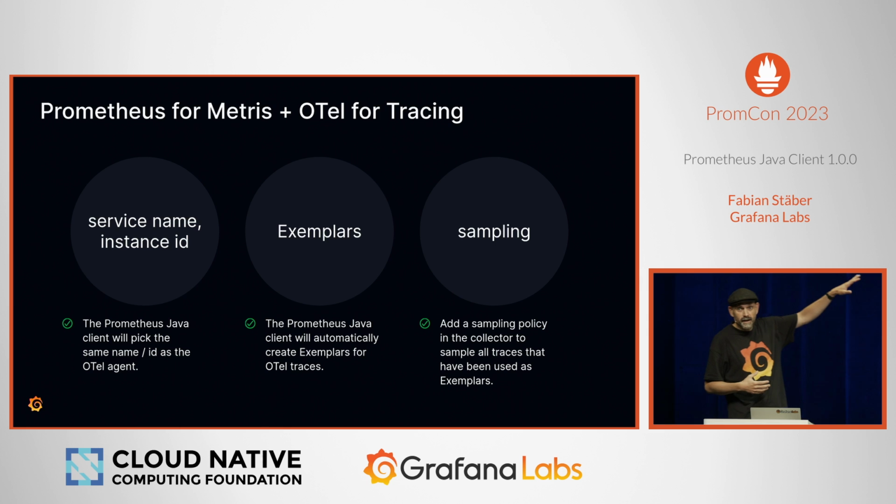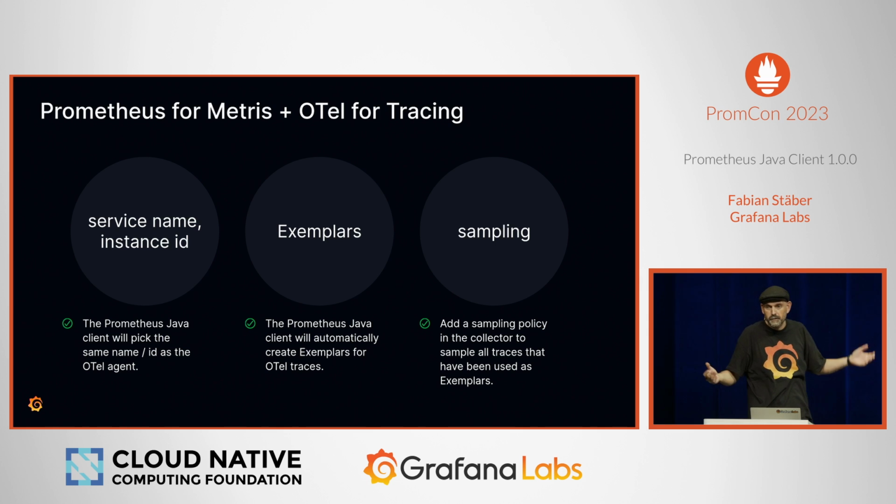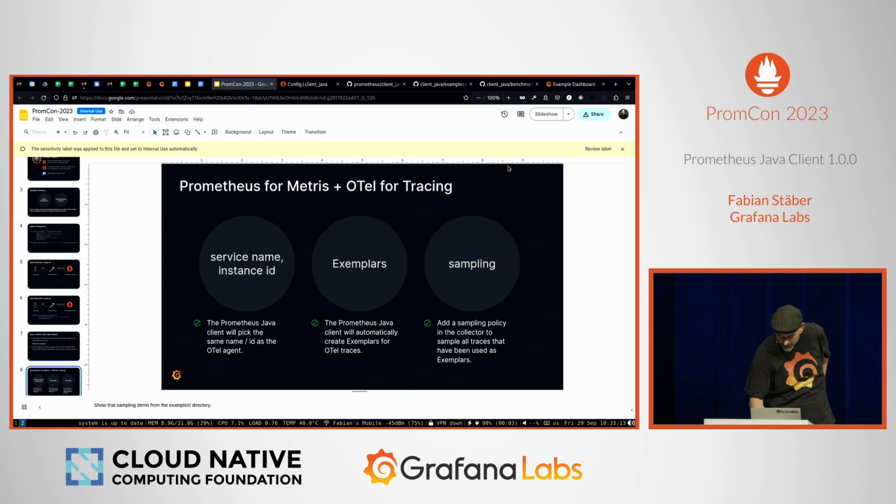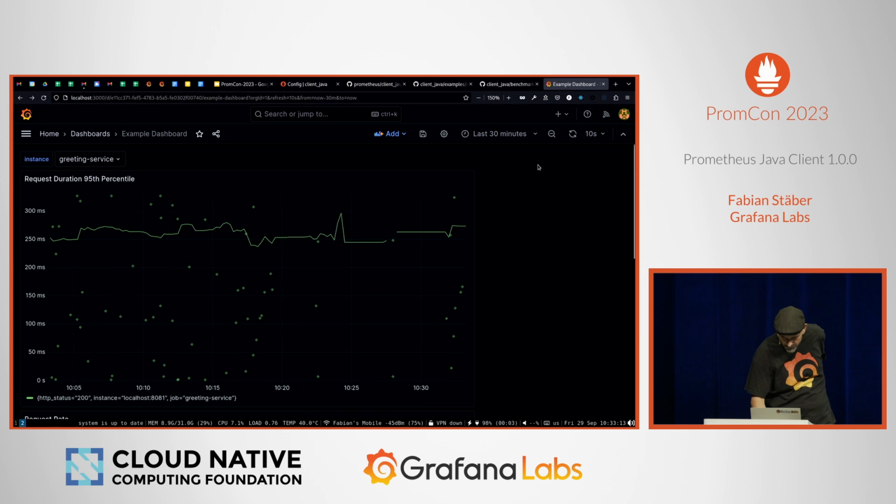Next up is Exemplars. Exemplars is nothing really new, but it's probably a feature that not many people use. It's a way to annotate metrics with links to example traces. I can show you a quick example. I started one of the demos before this talk. In case you've never seen Exemplars, they look something like this.